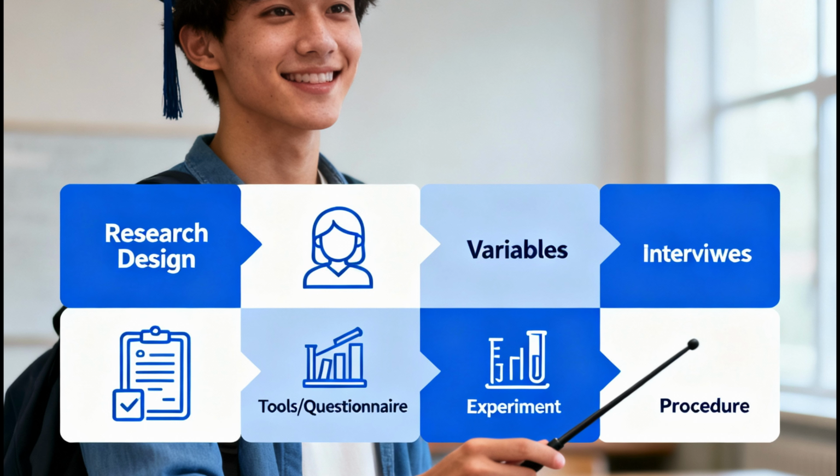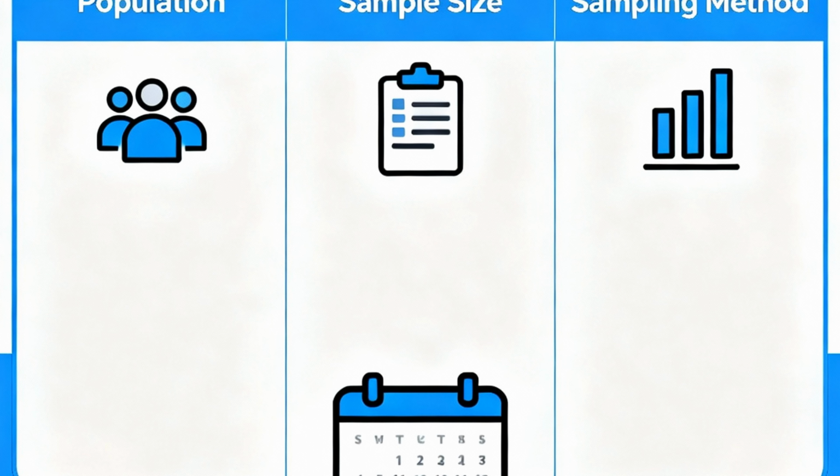Speaking of how, let's dive into your data collection plan. Who, what is your population? What will be your sample size? And how will you choose your sampling method? This section ensures your data is reliable and relevant. Don't forget to consider the timeline for when you will collect this data.